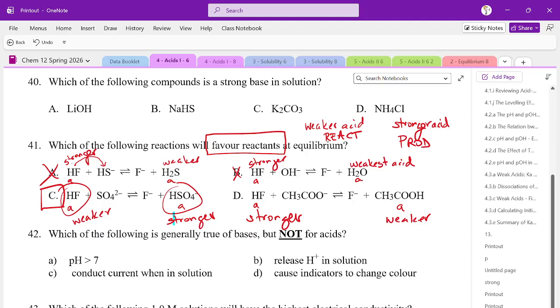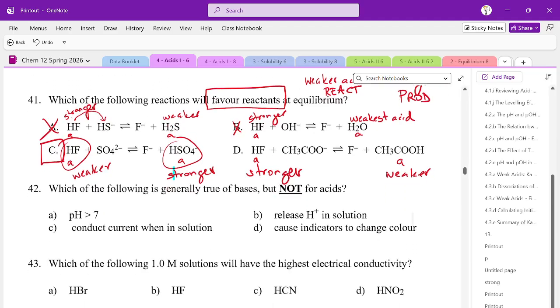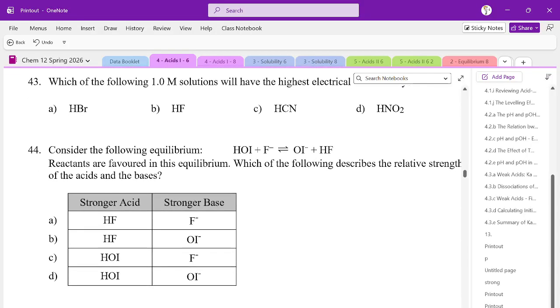Number 44. Consider the following equilibrium. We have the HOI and F minus, and we are told that the reactants are favored at equilibrium. I'm guessing one of the reasons people don't like this is they're like, HOI is not on my table. But we don't need it to be on our table because we are told that the reactants are favored at equilibrium.